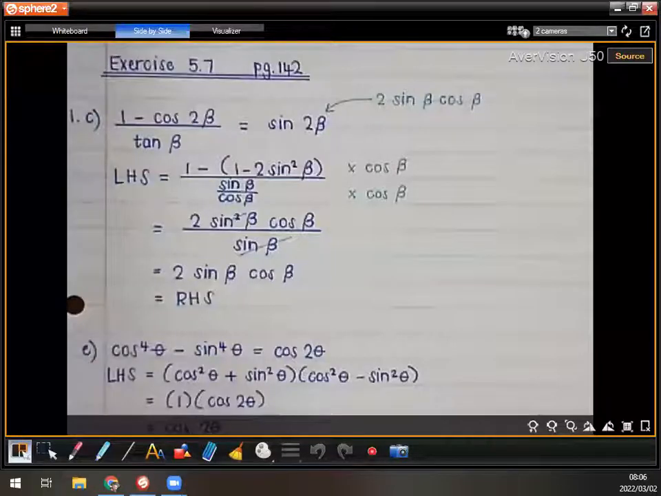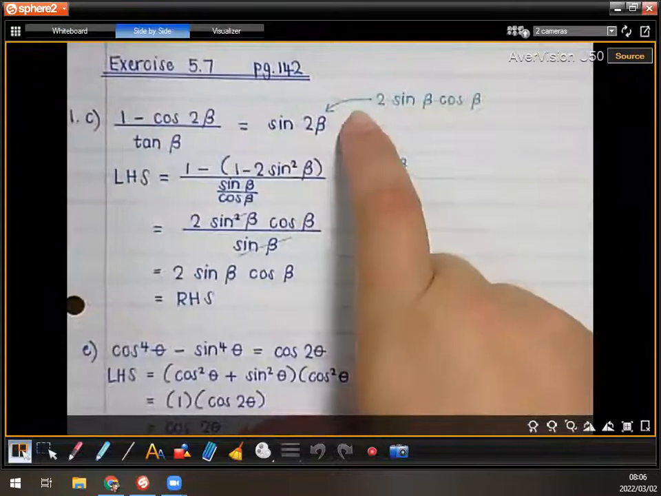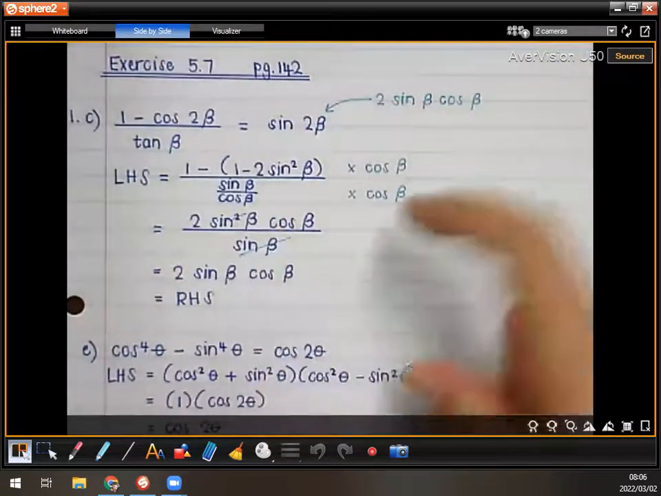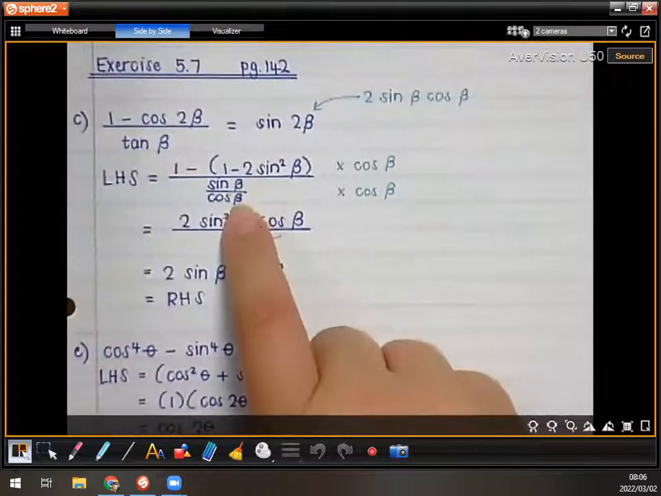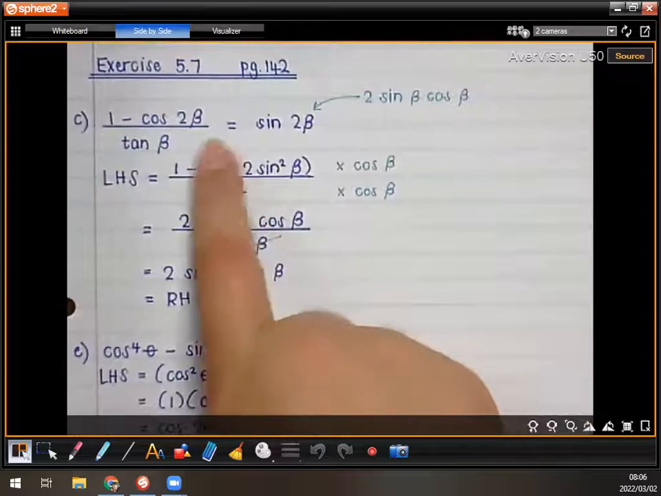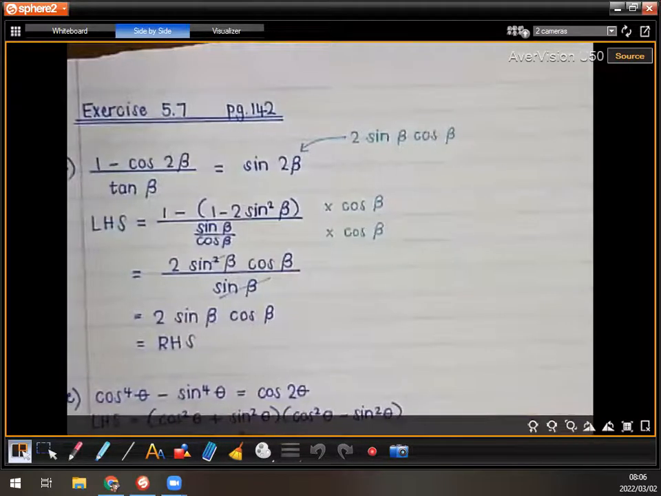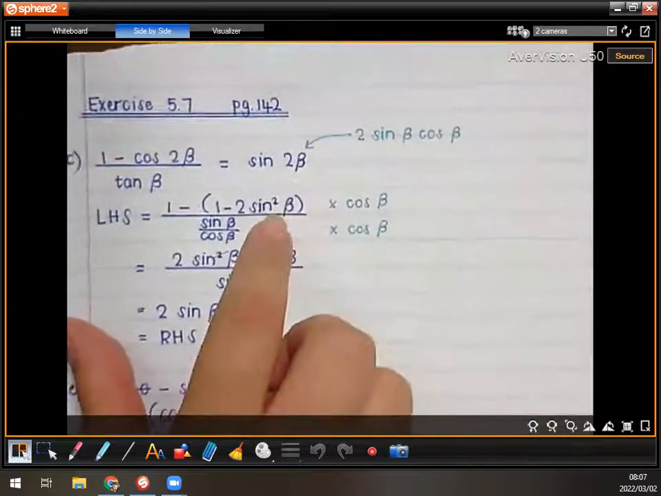I just wrote that if we're trying to prove that this is equal to sine 2 beta, that is 2 sine beta cos beta. So then I thought, okay, I need to obviously change tan to sine over cos. But then I need to try and get a sine at the top, right? Because I want to get 2 sine beta cos beta. So I decided to use the sine one.